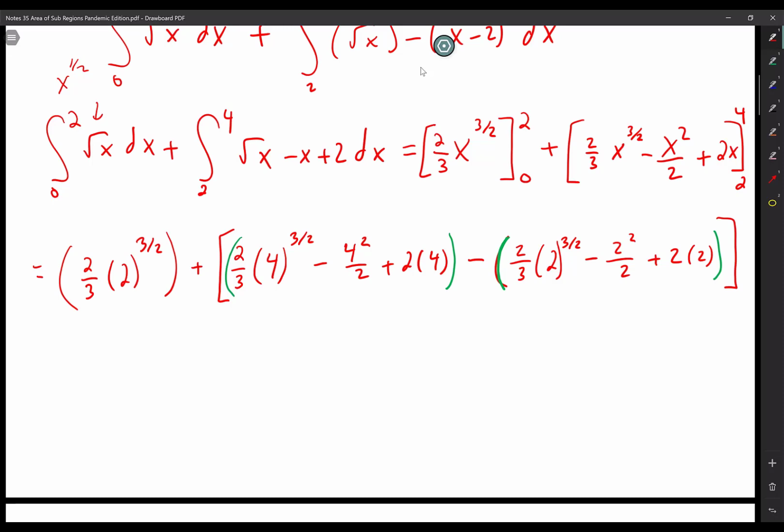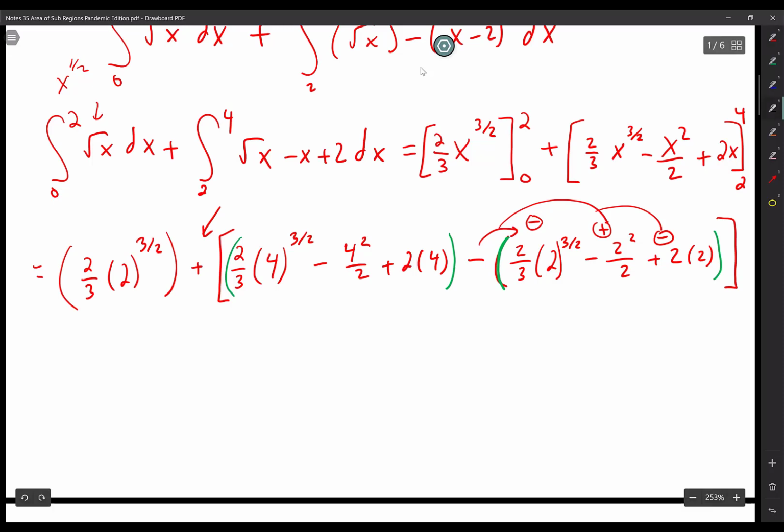If I were to distribute this negative, look at this. This guy turns negative, this guy turns positive, and this guy turns negative. Do you guys see that? And there's a plus symbol on the outside. So that means I can just drop the parentheses and put minus, plus, minus, and I can actually drop the bracket as well. So what does all that mean?